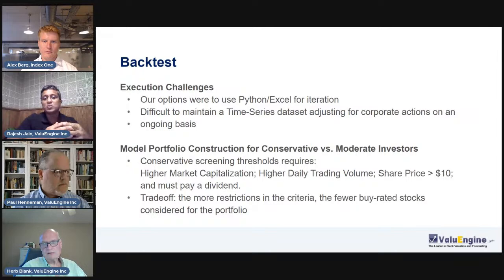The difference between the two is that with the conservative, the screening criteria is a little more stringent. We have a higher market cap, a higher daily trading volume, a higher share price. The company must be paying dividends, and the trade-off is that we eventually get fewer stocks with the buy rating. Of course, because it's conservative, it stands by the name.